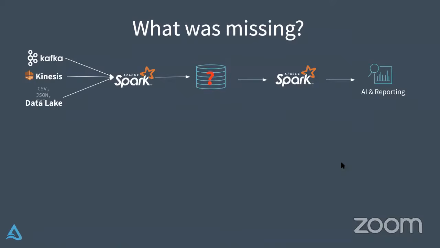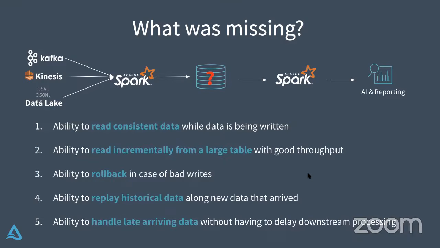So this is where we see if we can simplify it to the point where all it is, is you've got your streaming and your batch sources to the left. You use Apache Spark to process it into some store, and then from that store, you do your AI reporting. What's missing in order to pull this off is the ability to read consistent data while data is being written. And the context is that, don't forget, when you're dealing with distributed systems, it's typically BASE versus ACID transactions.